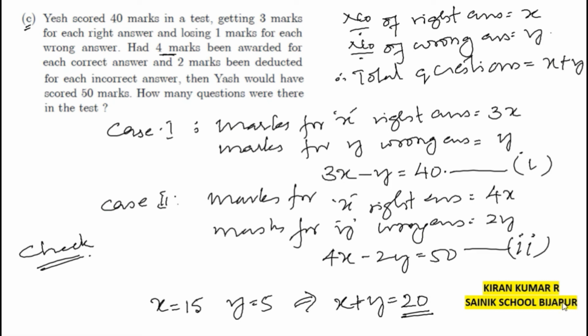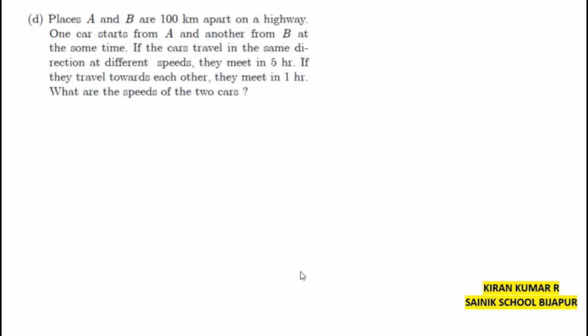This session is overshooting the time. Let me solve one more question and end this session. Question D. Very important question. Places A and B are 100 km apart on highway. One car starts from A and another from B at the same time. It's not some time, it's the same time.